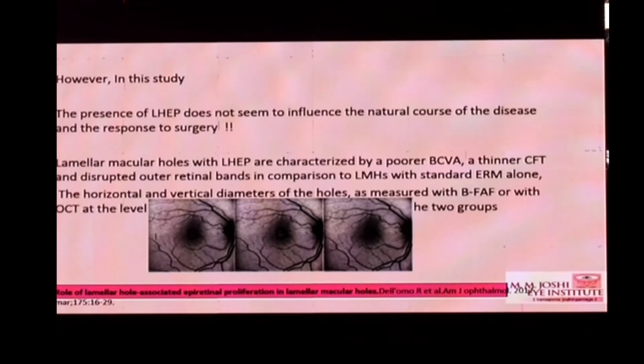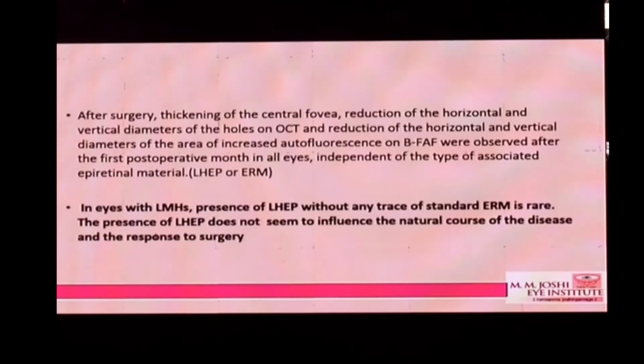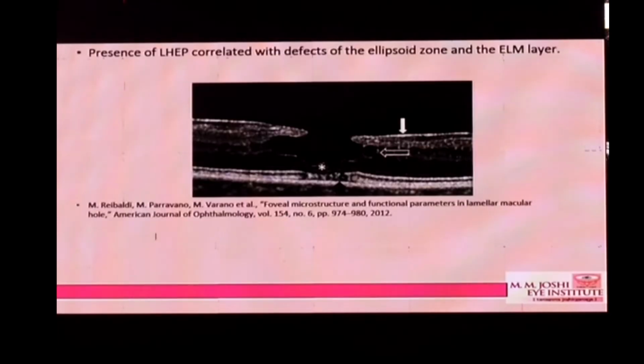However, in contrast to this study, another said that the presence of LHEP does not seem to influence the natural course of the disease and the response to surgery. They concluded that in eyes with LMS, the presence of LHEP without any trace of standard ERM is rare. The presence of LHEP does not seem to influence the natural course of the disease and response to the surgery.